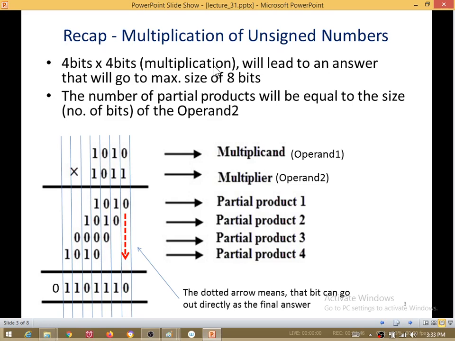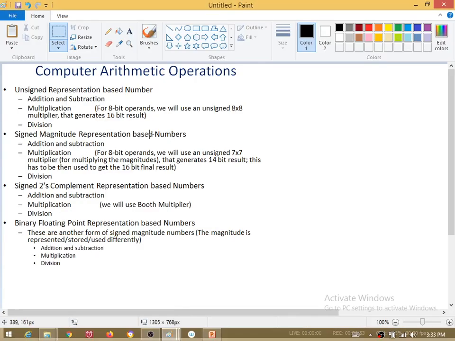So this slide obviously is related to multiplication of unsigned numbers. Okay. So we have covered multiplication of unsigned numbers. So this one we have covered in the past. We also covered the addition and subtraction of signed magnitude numbers.